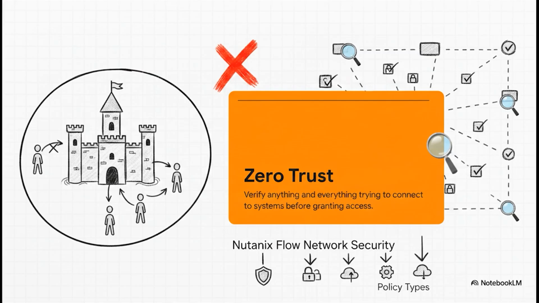Now, traditional security models operated like a castle with a moat, right? Hard on the outside, but once you were inside the perimeter, you were implicitly trusted. Well, zero trust flips that entirely. It's centered on the belief that organizations shouldn't automatically trust anything inside or outside their perimeters. Instead, you have to verify anything and everything trying to connect to systems before granting access. This is the core philosophy driving everything we're about to discuss today.